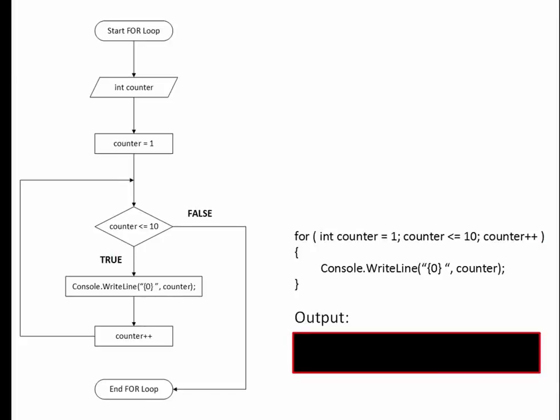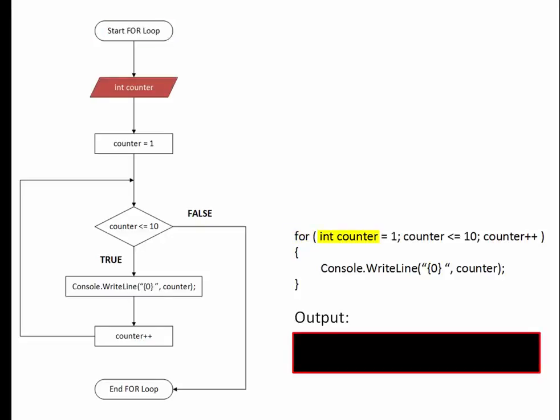Okay, in this video I'll walk you through the flow chart of a for loop. A flow chart is a visualization tool that models an algorithm, workflow, or process. The loop begins at the keyword for.